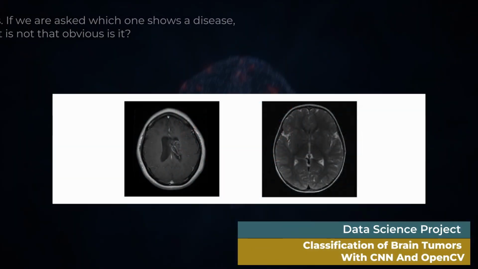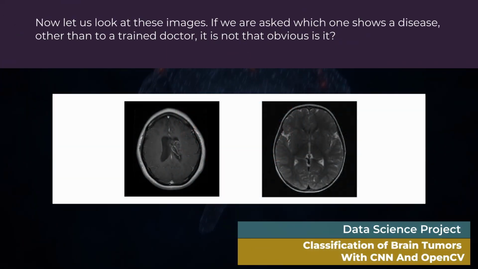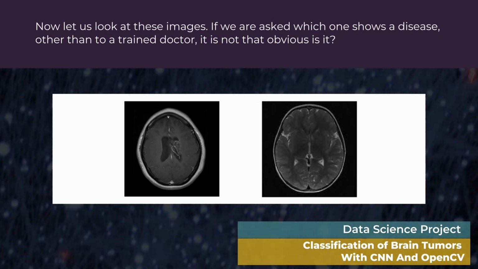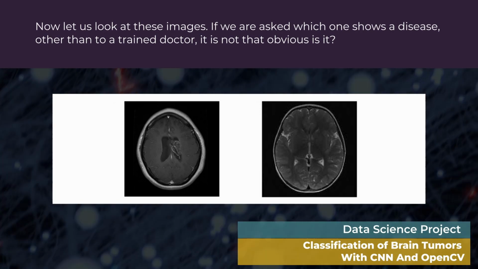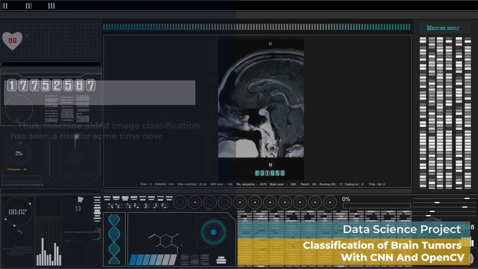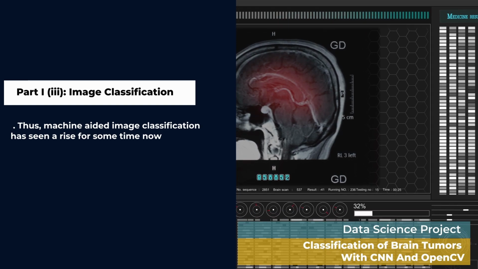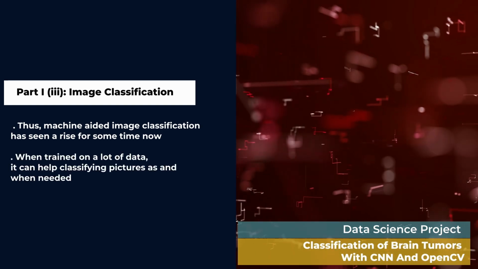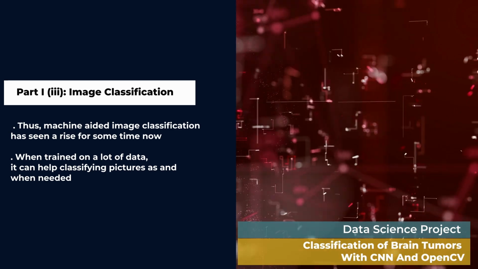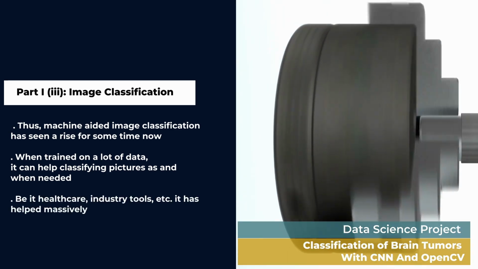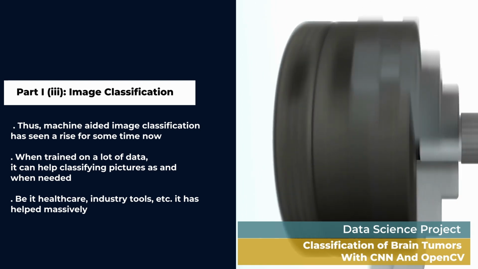Now let us take a look at these images shown here. If we are asked which one shows a disease, other than to a trained doctor, it is not that obvious, is it? Thus, machine-aided image classification has seen a rise for some time now. When trained on a lot of data, it can help classifying pictures as and when needed. Be it healthcare, industry tools, etc., it has helped massively.